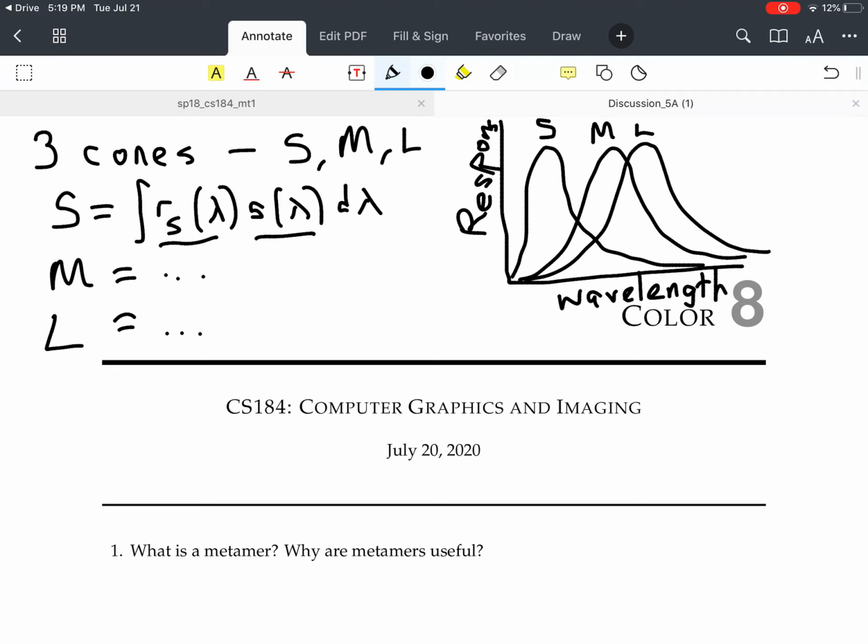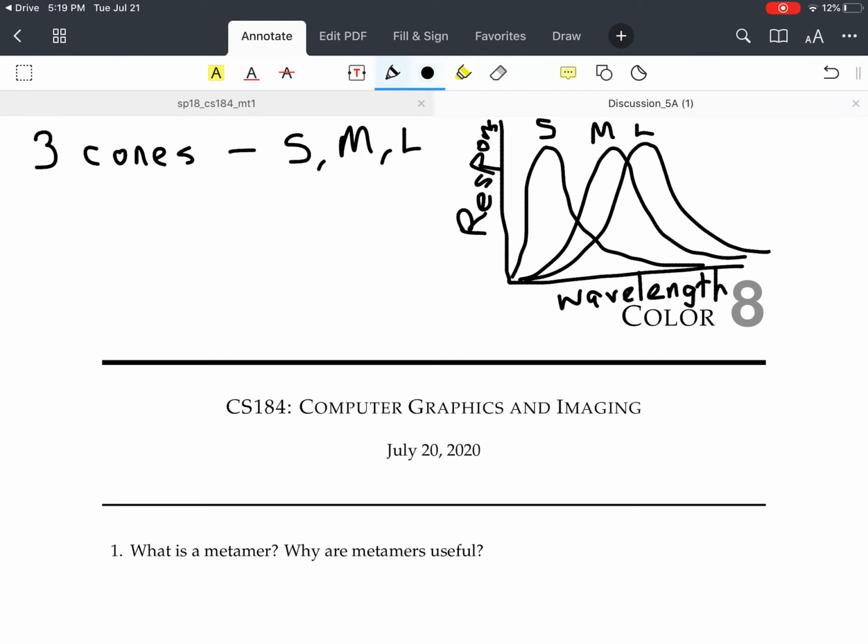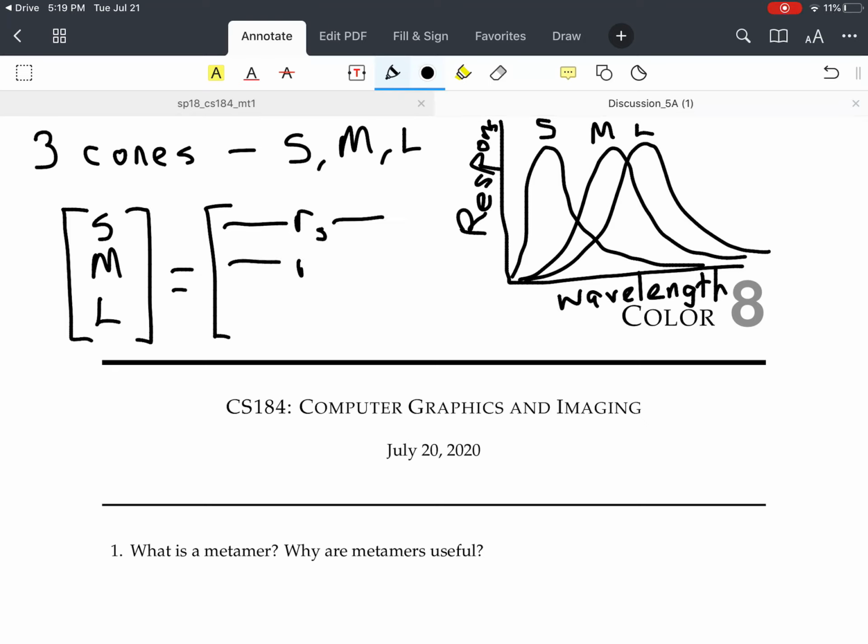These responses are basically how your brain decides what color you're seeing and how your eyes work. One of the common things that we do is represent this as a matrix vector multiplication. To do that, I'm going to erase this integral formulation. It's going to become a vector with the S, M, and L responses, equal to a matrix with R of S, R of M, and R of L.